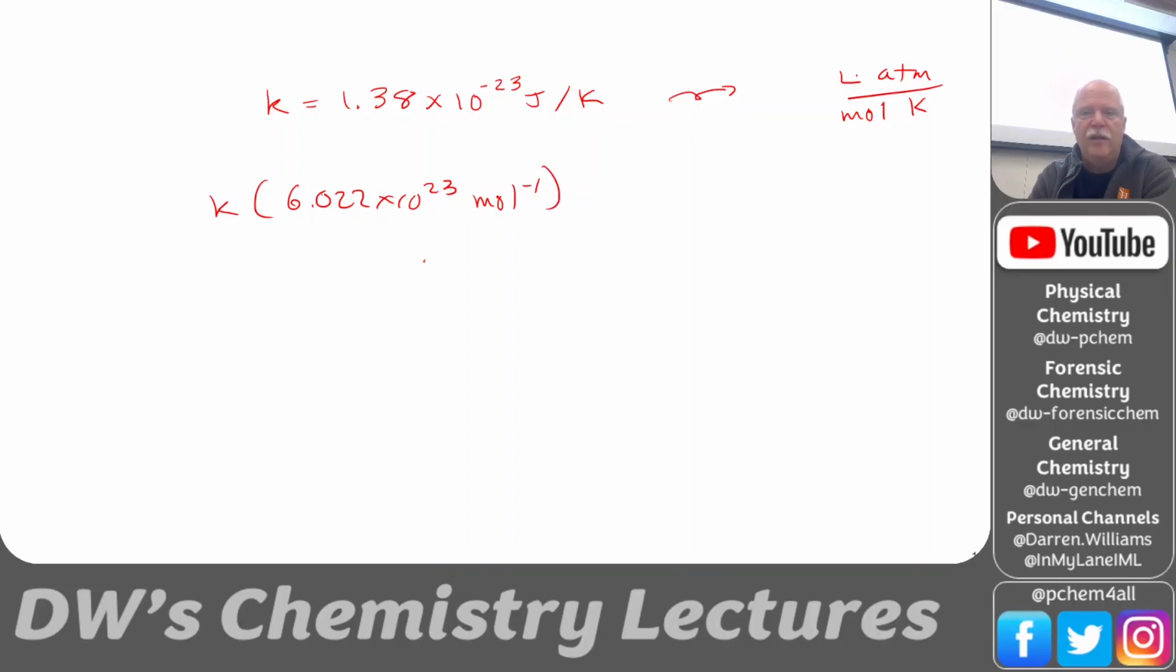But how do we get to liters and atmospheres? Well, this k, I'm going to go ahead and put the units on there. So instead of joules, let's do kilograms meters squared per second squared. That's a joule. And the Kelvin is in the denominator.